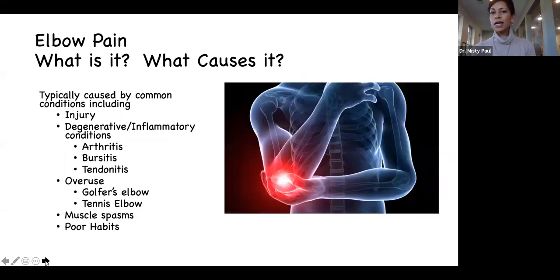Elbow pain, golfer's elbow, tennis elbow are some of the ones that come to mind. These days, we see a lot of elbow pain with just texting or just even being on the computer.